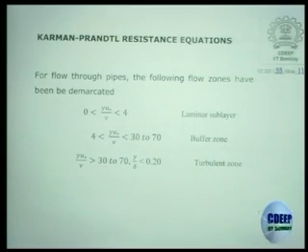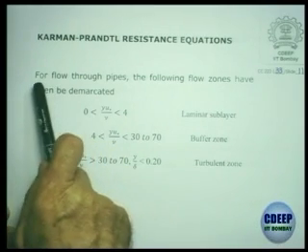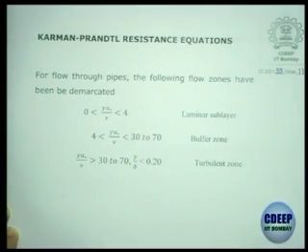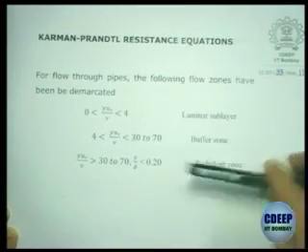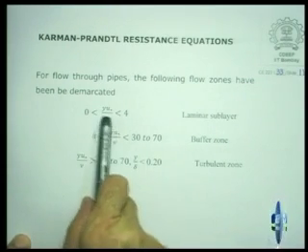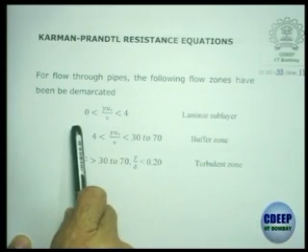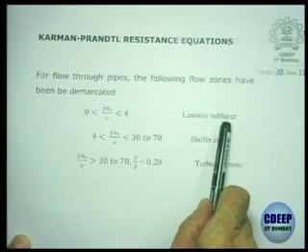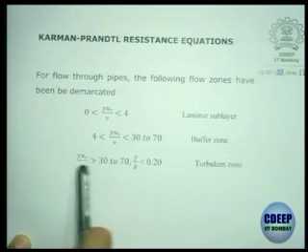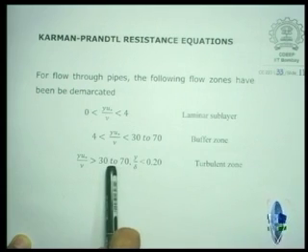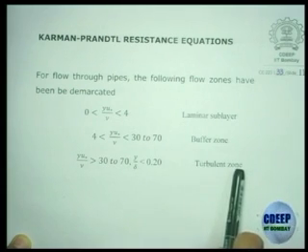Again, to remind you, the classification of the boundary, whether it is rough turbulent, smooth turbulent, etc., will be based on this kind of argument. For flow through a pipe, the following flow zones have been demarcated. These are almost identical to what we did for the boundary layer over a flat plate. When y u star by nu lies between 0 and 4, that is what we call the laminar sublayer. When y u star by nu is greater than some value, let us say 30 to 70, we call that the turbulent zone.